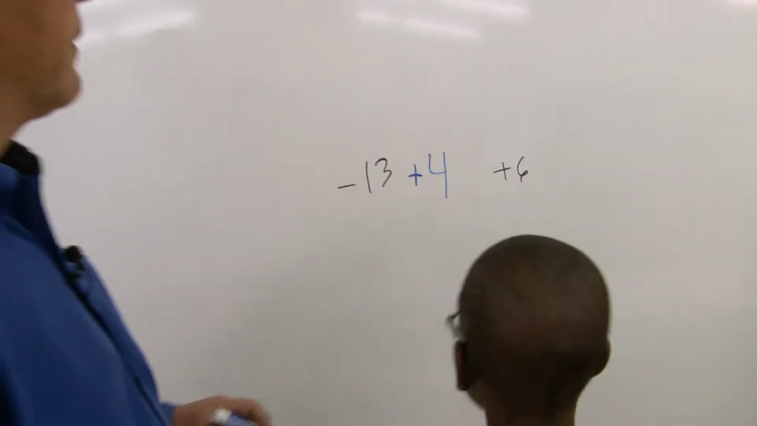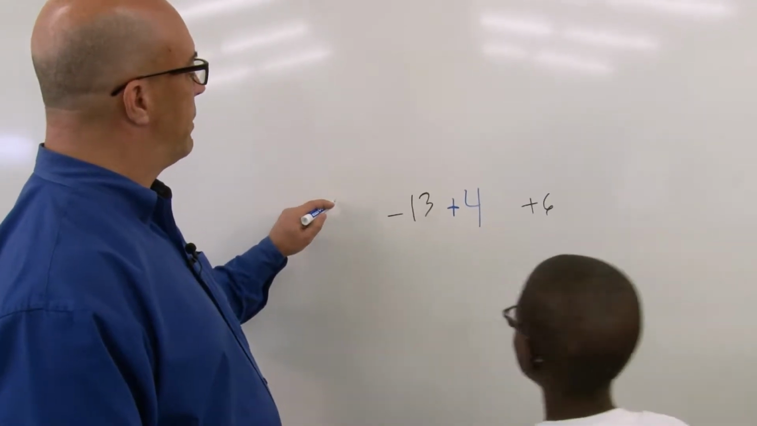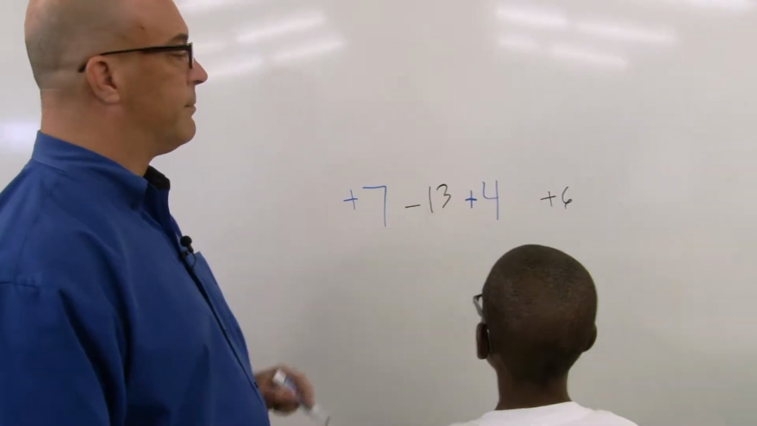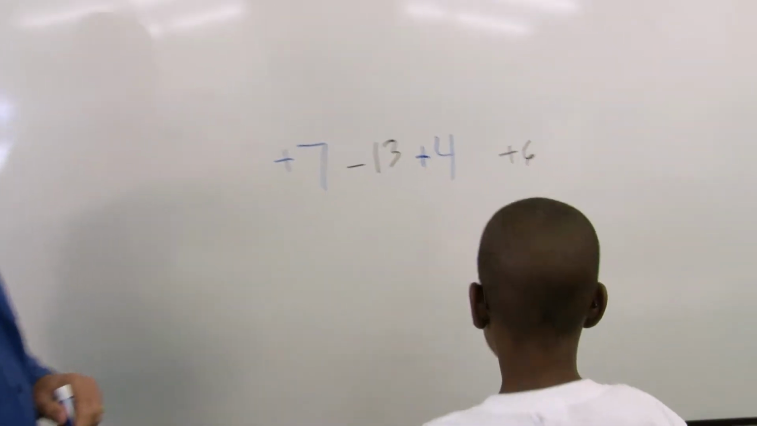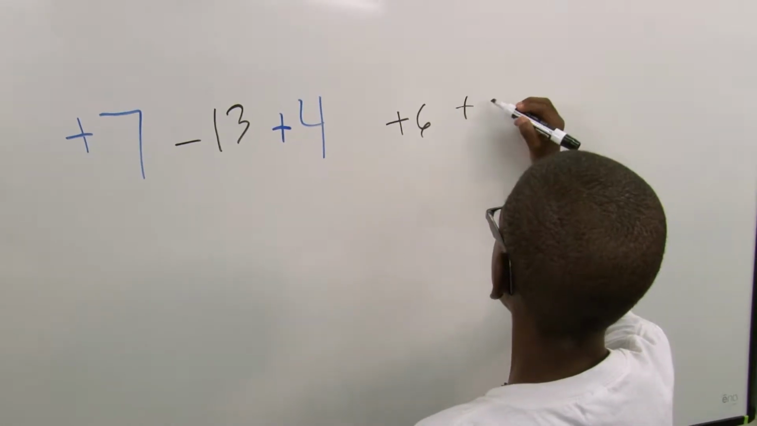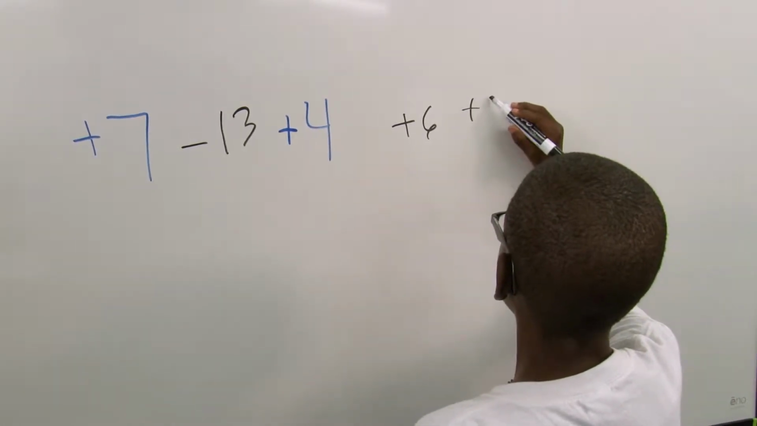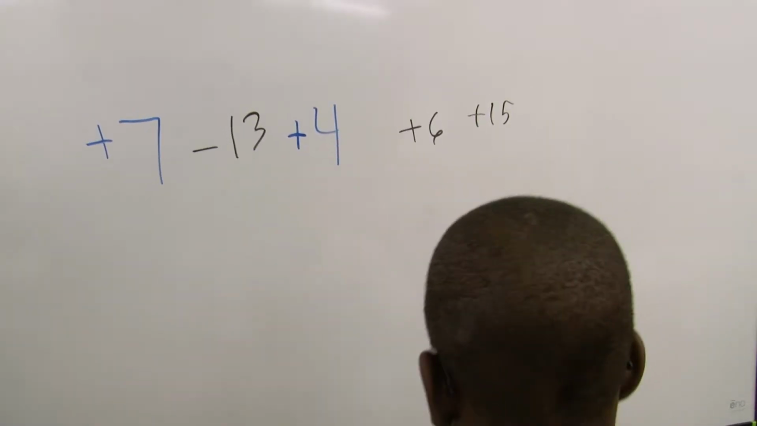Plus 6. And I'm going to put a plus 7 here. Now, you can go on either end, positive or negative. It's up to you. Positive 15? That's fine.